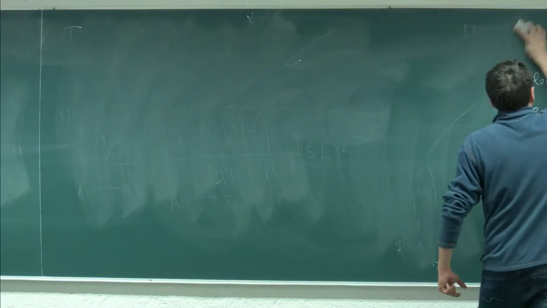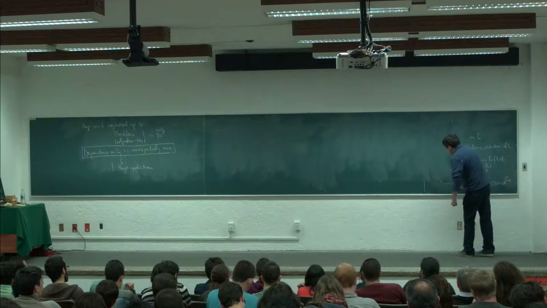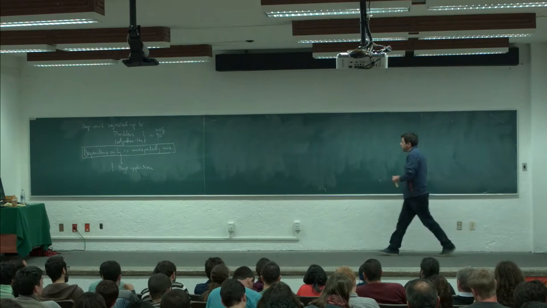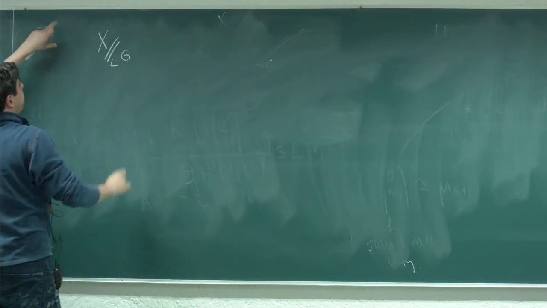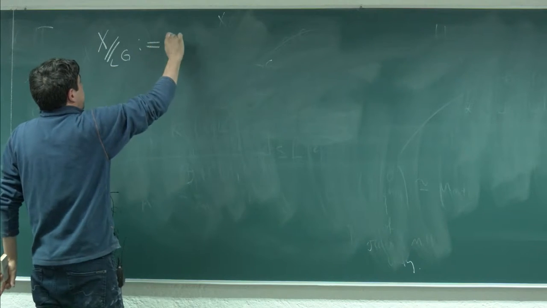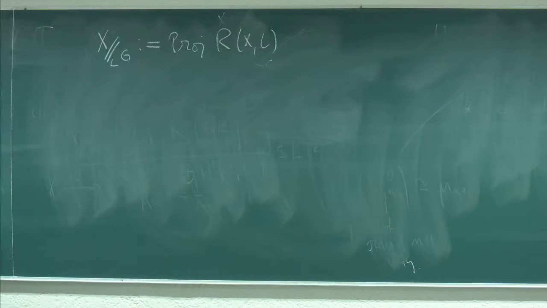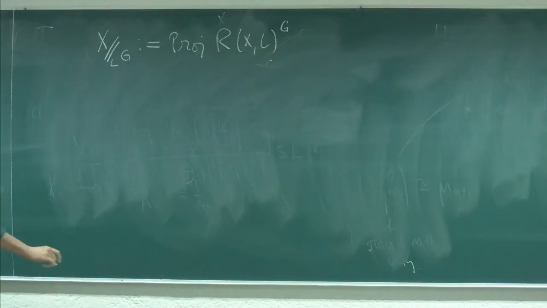So let me discuss the main VGIT results. So let's write it again here. So X, and maybe if I want to emphasize it, L is there. This is my definition. This is Proj R(X, L). Okay, so this is the definition, G. Yeah. Okay, so let's see what we have to do.